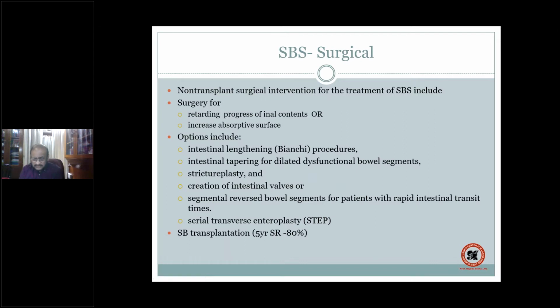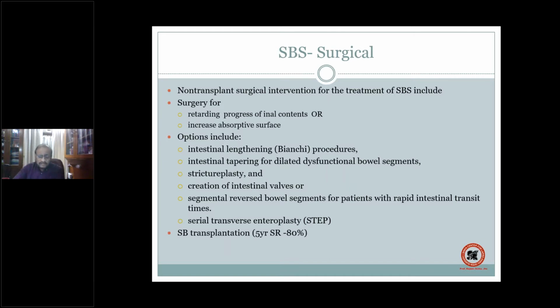That you take a segment of the jejunum. So suppose this is the intestine, you take a segment and then you reverse it. That means the distal becomes proximal, proximal becomes distal. So the peristaltic activity of this segment would be reversed. Food is coming from here, and this segment is given reverse peristaltic activity.